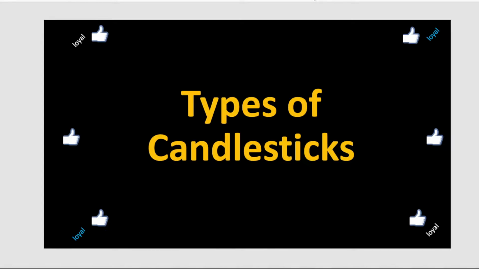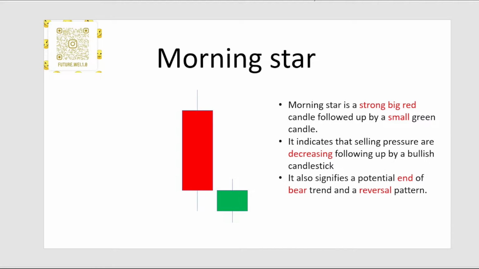Coming up next, we'll be talking about types of candlesticks. First, we have morning star. Morning star consists of a big red candle followed up by a small green candle. This indicates that the selling pressure has been decreasing by having a candle closing bullish. It also signifies a potential end of a bear trend, and this is a strong reversal pattern if it occurs at the support. The target profit for buying is at the candle open of the big red candle.